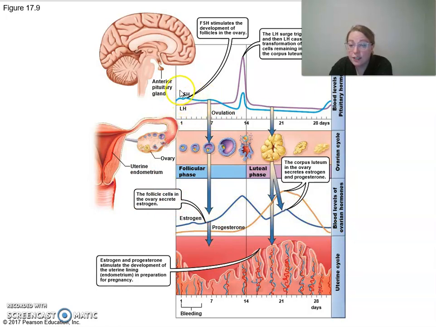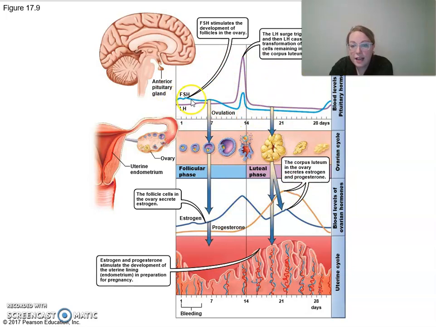FSH is follicle stimulating hormone. So, hey, that makes sense, right? Follicles stimulate growth. Luteinizing hormone is going to have to do with ovulation and then going into the luteal phase. So they're named for what they do in the female reproductive system. Men have them too. They help with sperm production development. But we're going to look more at them here.